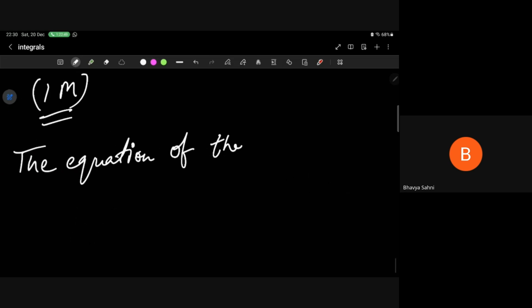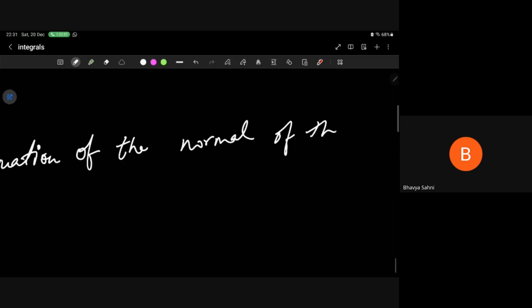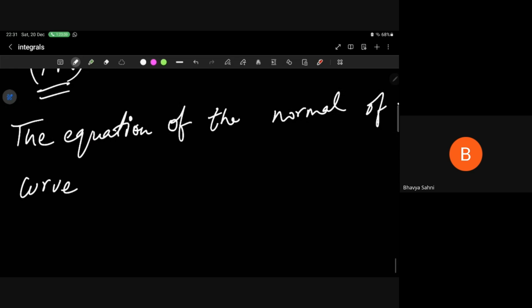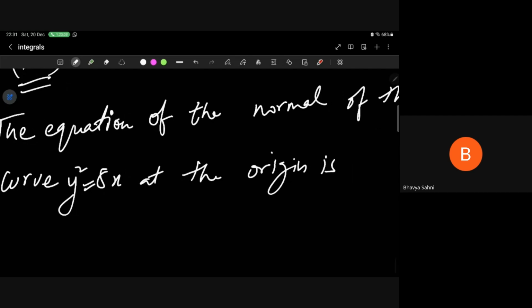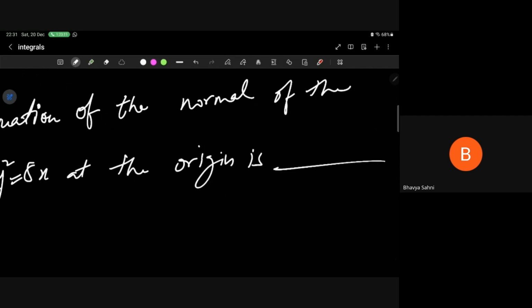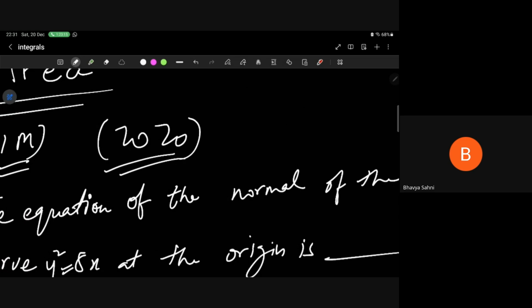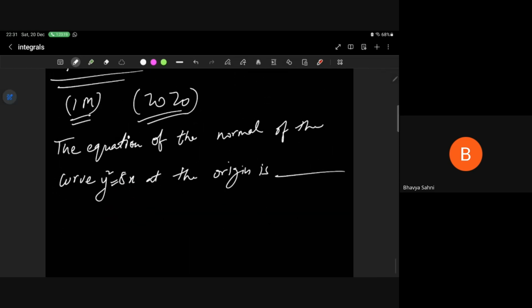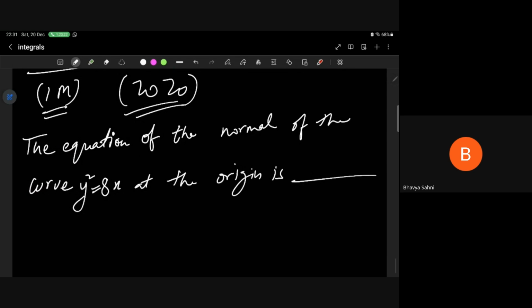So we will do one question from this, then we'll end the class. The equation of the normal of the curve y square equals 8x, and the origin. This was in 2020. So it is a 1 mark question. Should I solve it, or should I show it to you? I think show. Okay, so how to do this question? The equation of the normal of the curve y square equals 8x and the origin.